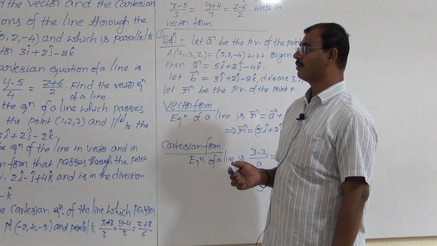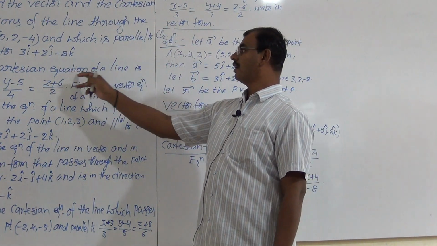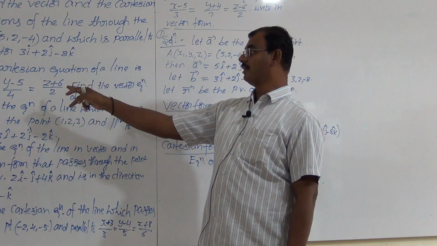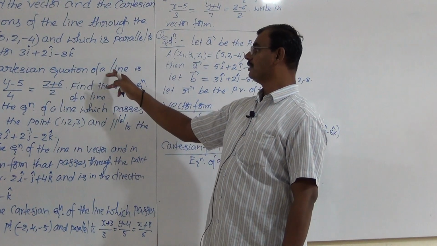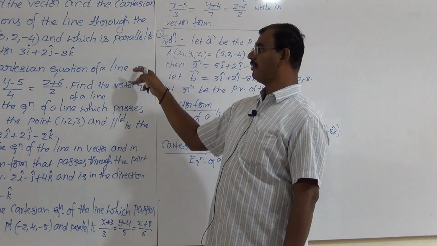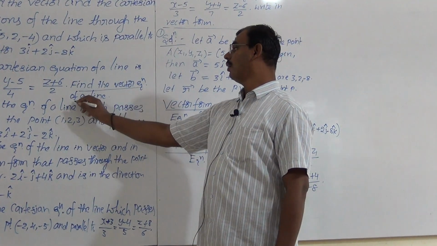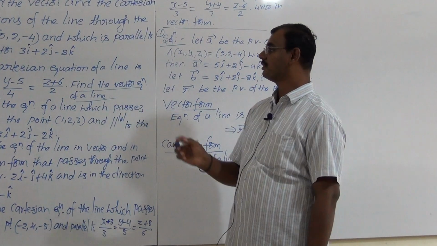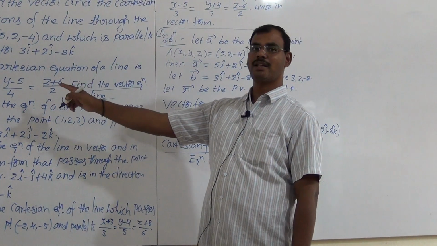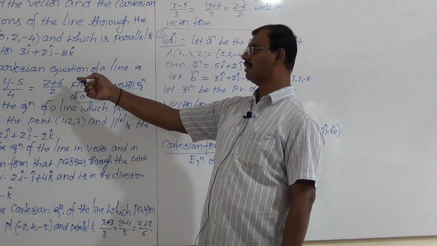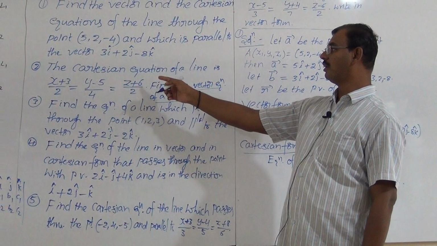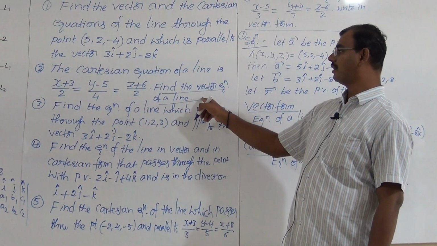Now we are going to start the second problem. So what is the second problem? Write the vector equation of a line. The Cartesian equation of the line has been given. What is being asked? Find the vector form. So this is given in the exam, for 2 marks or 1 mark. How to write it in vector form is important.